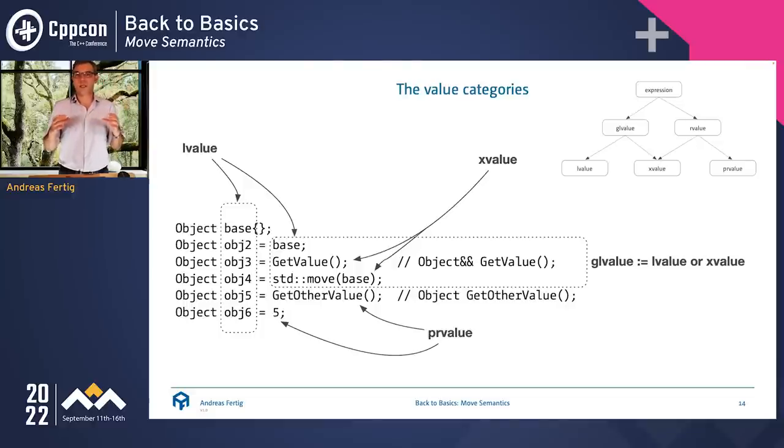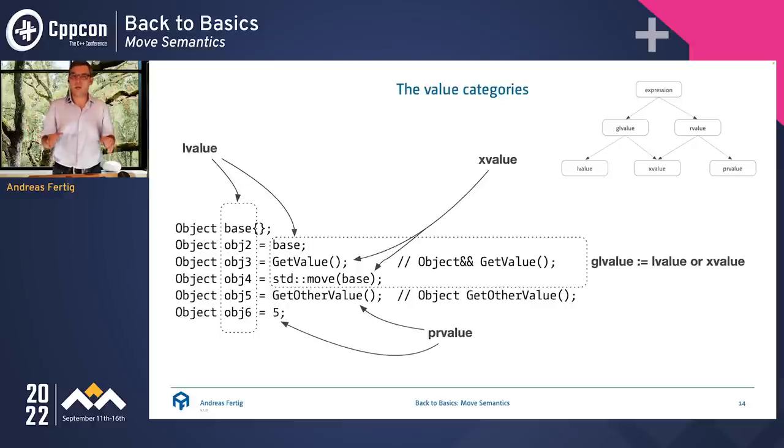And then there's the notation for a GL value. That's a generalized L value. And that means everything like an L or an X value is a GL value. And you see the graph at the top. If you have an expression, we can separate it into a GL value and an R value. And then we can say a GL value is either an L value or an X value, while an R value can also be an X value or a PR value.